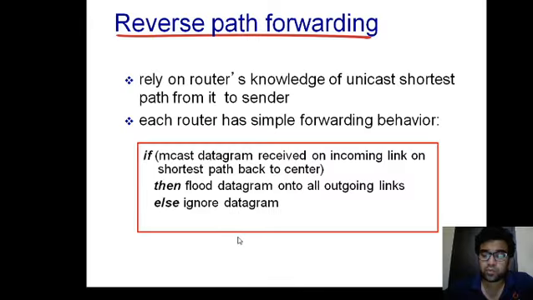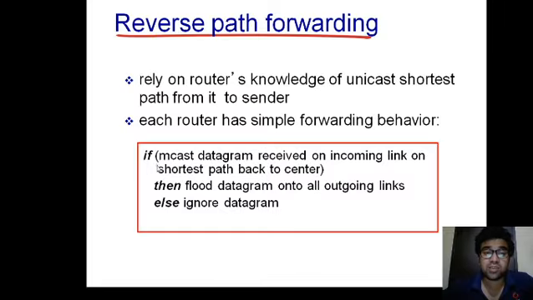The second approach for source based tree is reverse path forwarding. So in reverse path forwarding, routers rely on their knowledge of the unicast shortest path from it back to the sender. Each router has simple forwarding behavior. If a multicast datagram is received on the incoming link on the shortest path back to the center, then only it will disseminate its information to the outgoing links. Otherwise it will ignore the datagram.